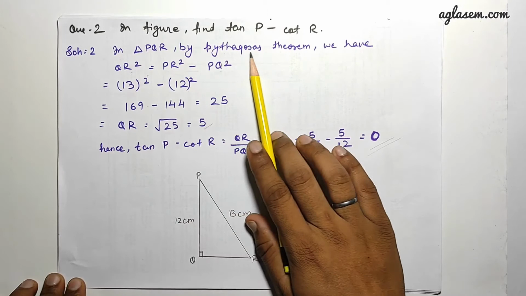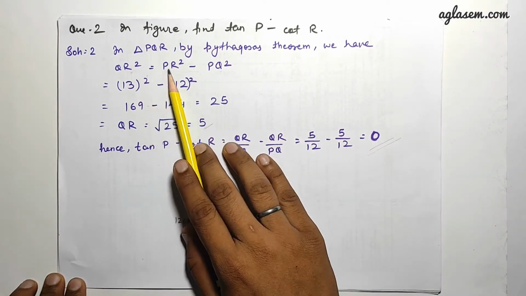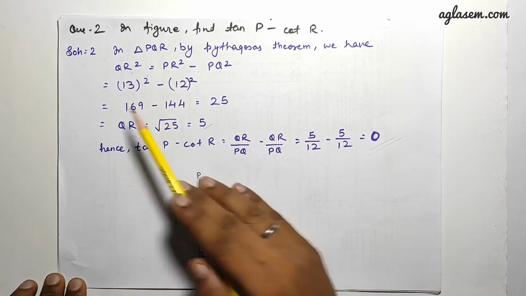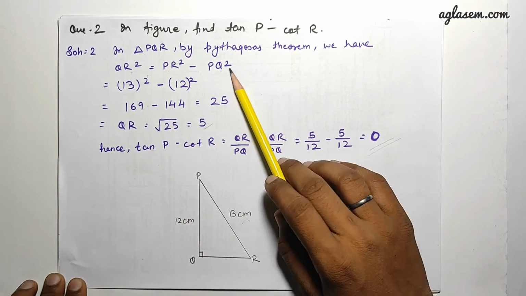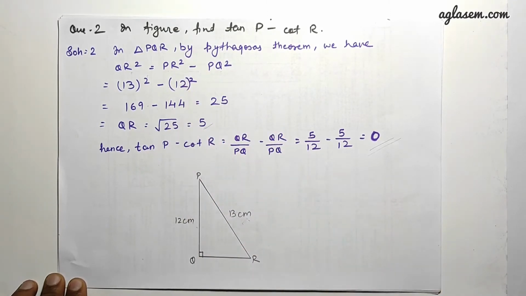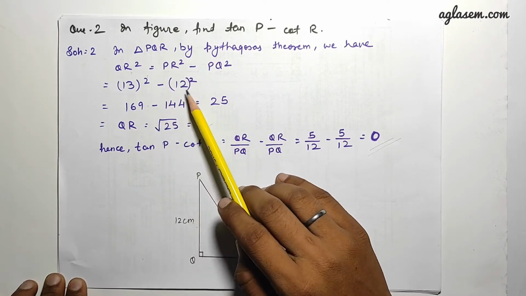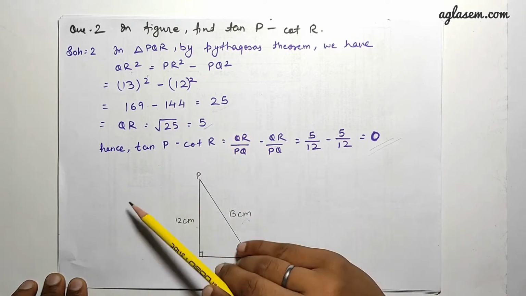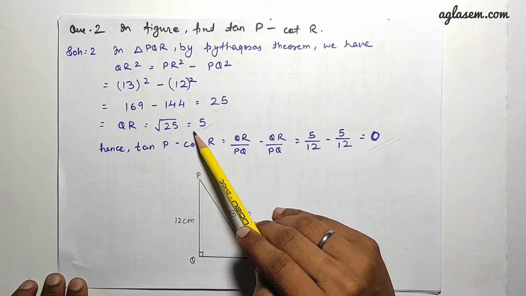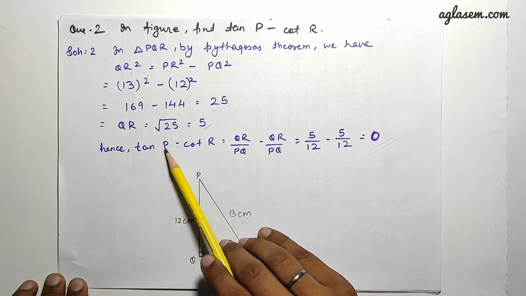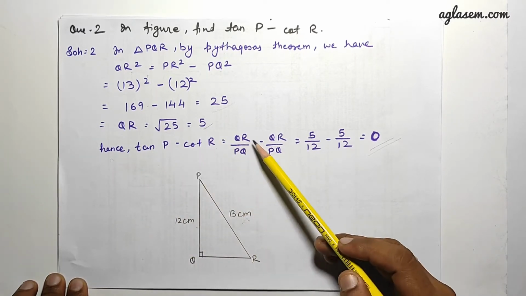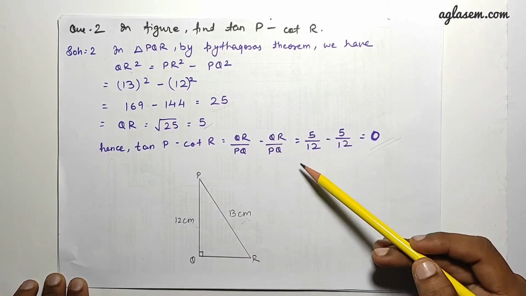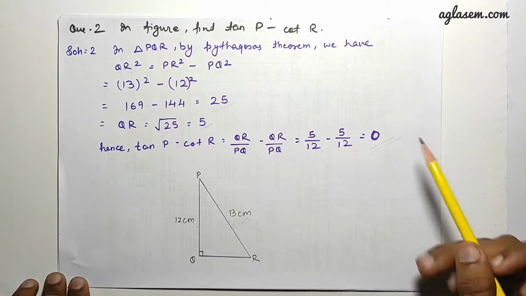In triangle PQR by Pythagoras theorem, we have QR square is equal to PR square minus PQ square. So here PR square is 13 square and PQ square is 12 square, given. So 13 square is 169, 12 square is 144. So 169 minus 144 is equal to 25. So QR is equal to root 25. After solving this we get 5. Hence tan P minus cot R is equal to QR upon PQ minus QR upon PQ. So we will get 5 upon 12 minus 5 upon 12, that is 0.